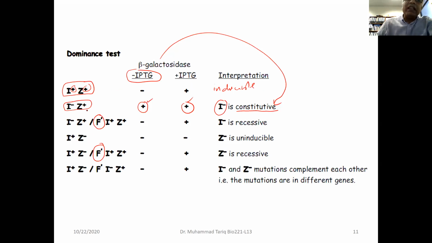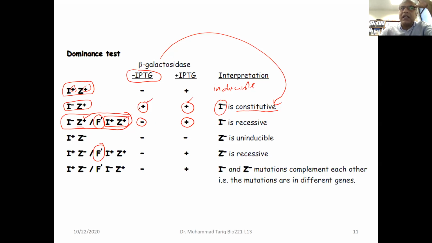Now, to determine whether the I minus phenotype is recessive or dominant, you generate a merodiploid. In your mutant I minus Z plus, you transform an F prime plasmid carrying wild type copies, because you want to see whether it's dominant or recessive. And it becomes like wild type. In the absence of IPTG, it's no more constitutive. Only when you add IPTG does it become active and utilize lactose. And we conclude that the I minus phenotype, where Z was constitutive, is recessive. Is it clear?